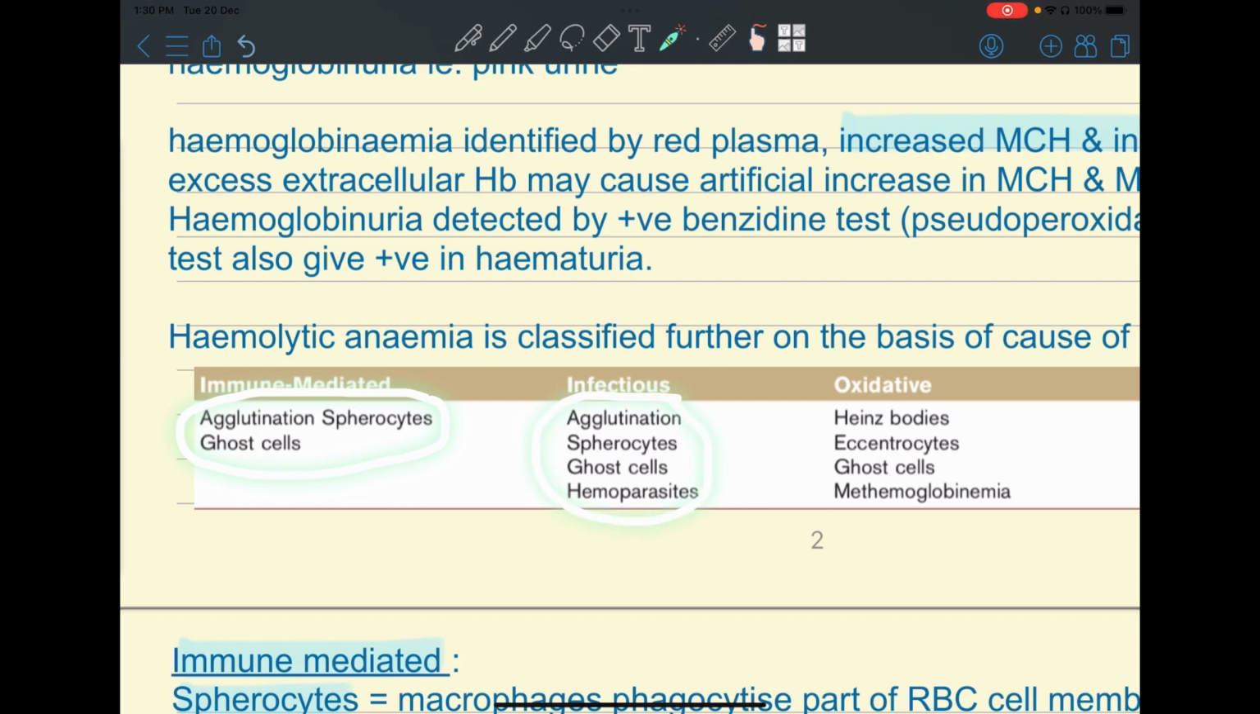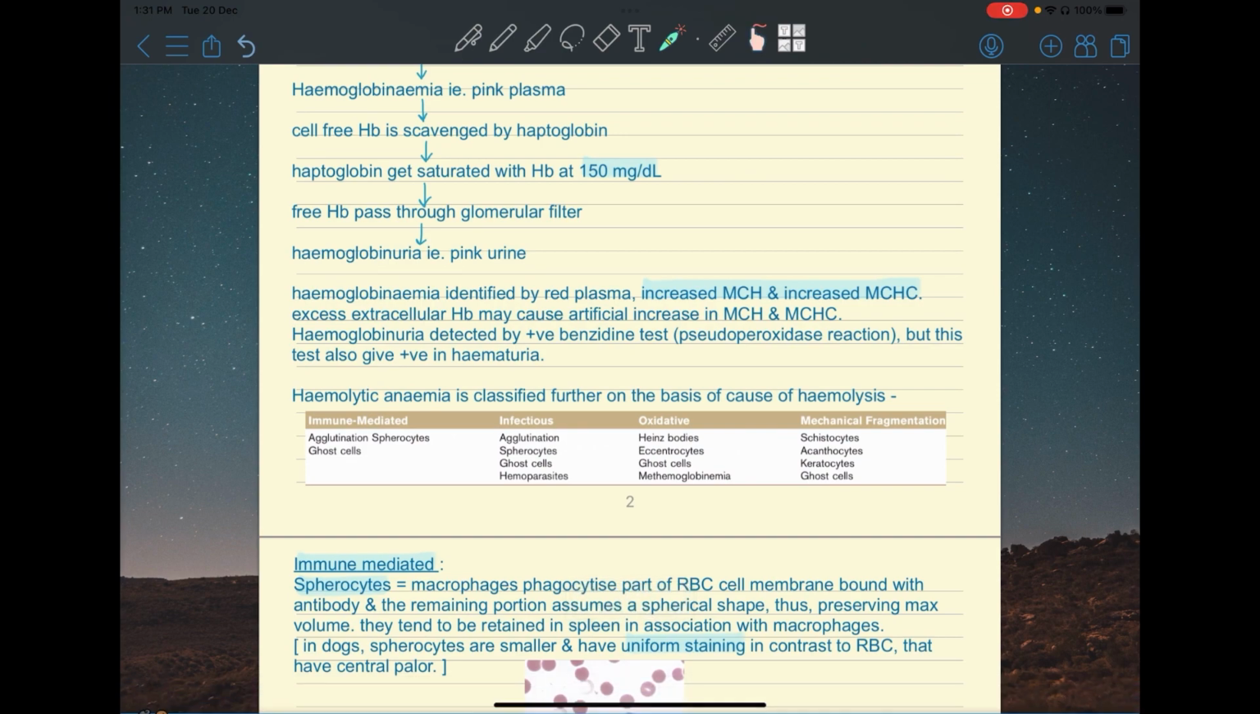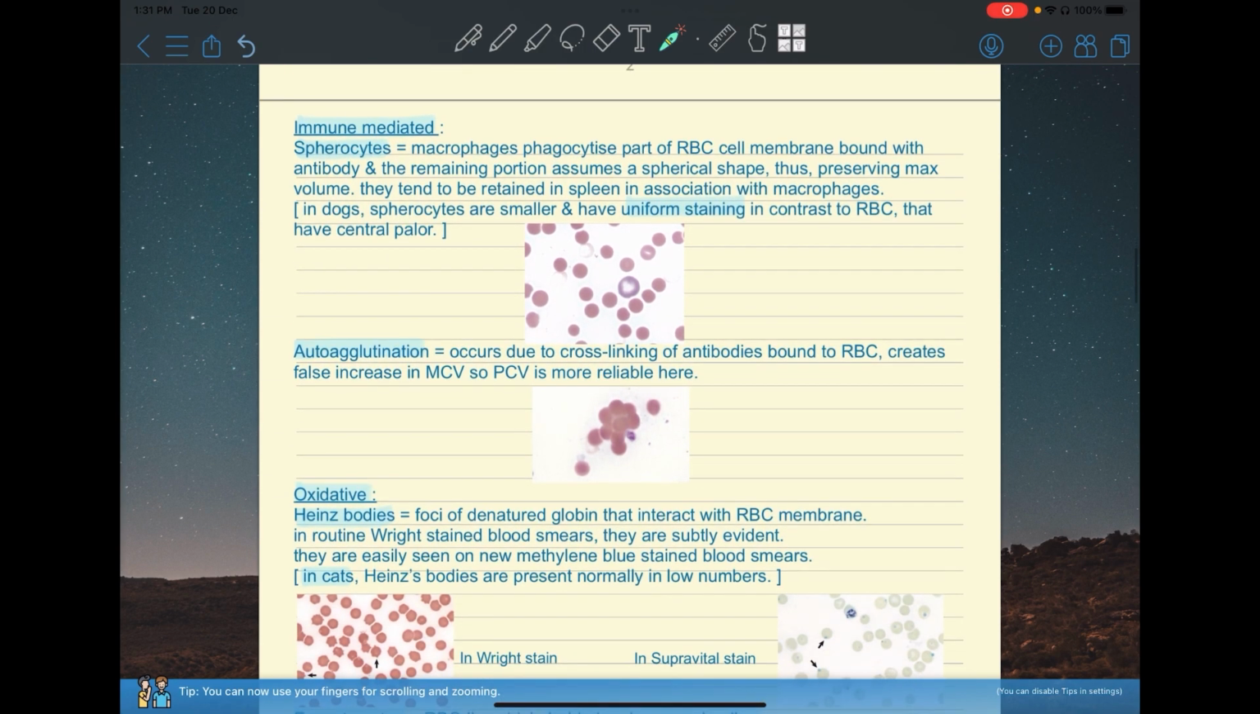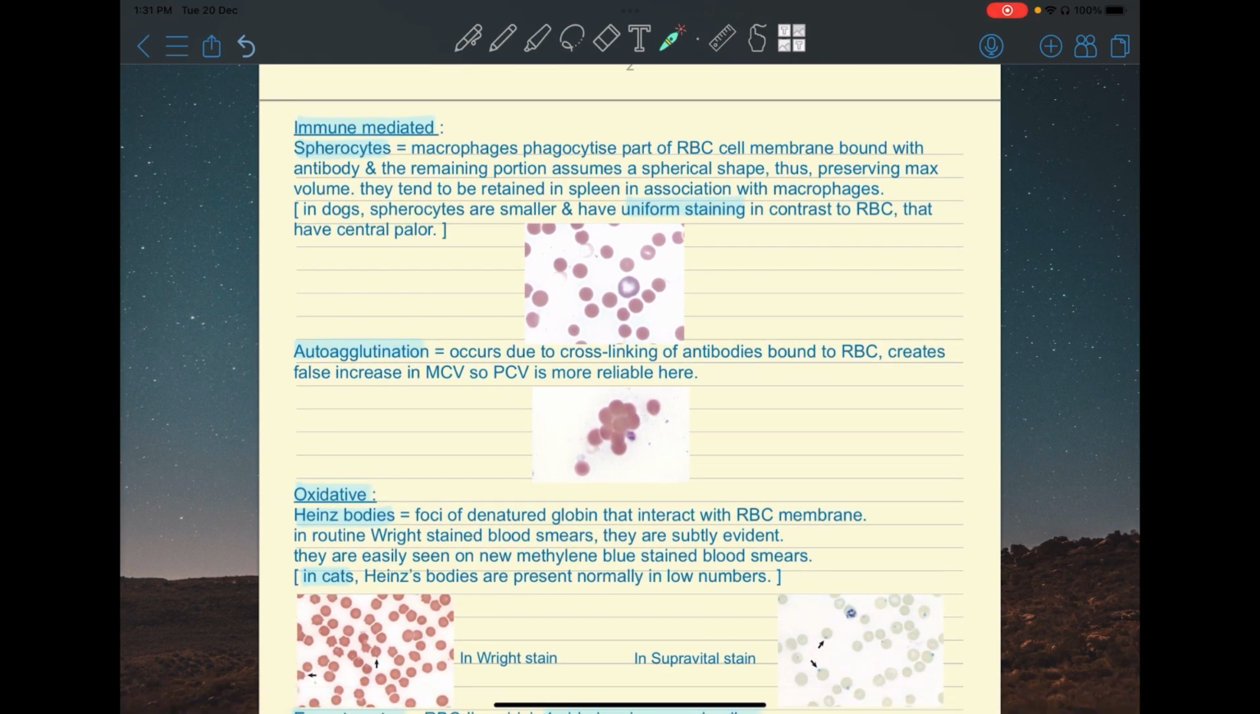In infectious, in oxidative, also in mechanical fragmentation. These are all important points, and I will go over some of them. So in immune-mediated, we said there are spherocytes, autoagglutination, and ghost cells.